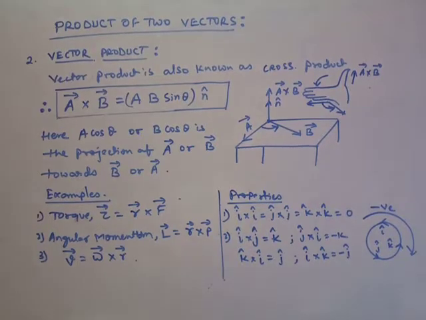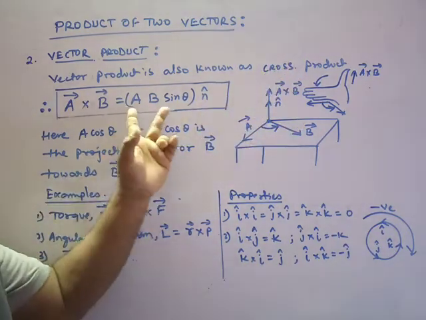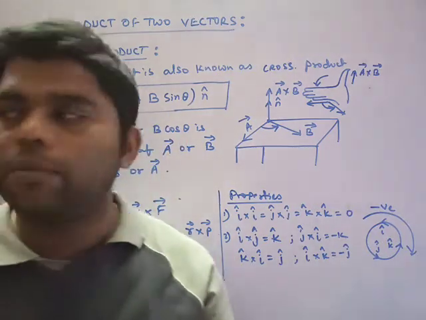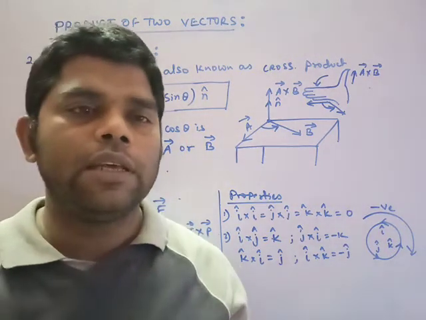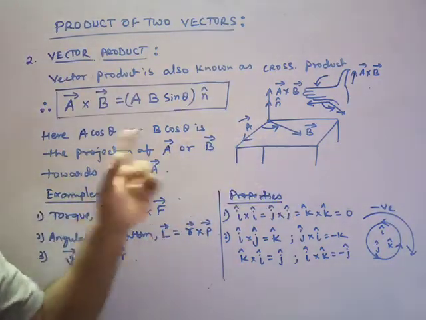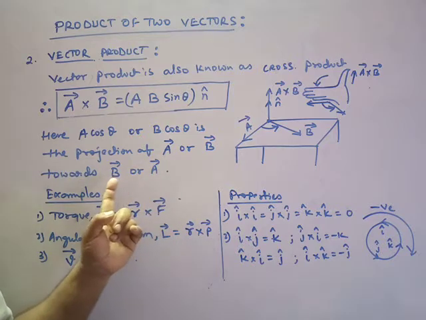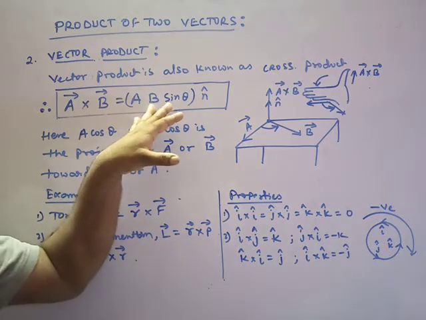The vector product is also known as the cross product. And how do we write the magnitude? Magnitude is always written in the projection form, like here. A cos theta is the projection of A toward the direction of B. This is the part of the magnitude.